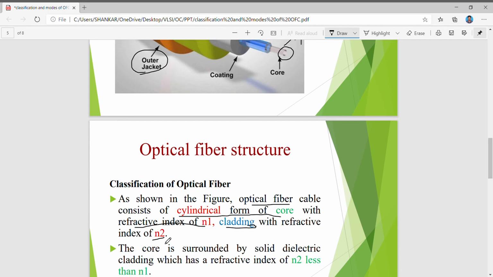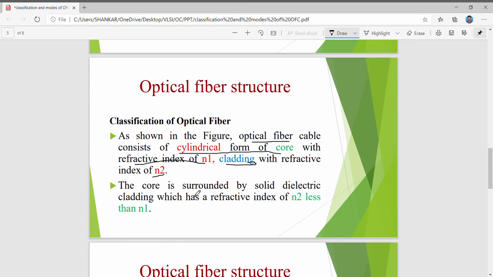Both the core and cladding have different refractive indexes. So you should remember one thing, the core should always have a greater refractive index as compared to the cladding. Then only the light signal will be transmitted through the optical fiber cable without any dispersions.